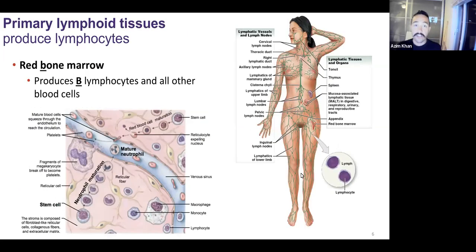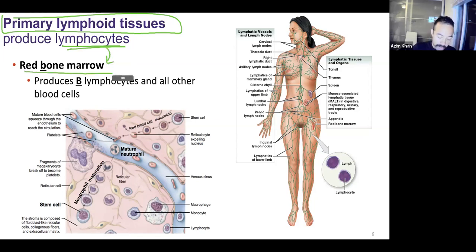So let's dive right in and take a look at important lymphatic organs. There are 2 that we categorize as primary lymphoid tissues. The definition of a primary lymphoid tissue is an organ that produces lymphocytes. We've talked about where lymphocytes are made. Lymphocyte, a type of leukocyte. All blood cells, including lymphocytes, are made in red bone marrow.